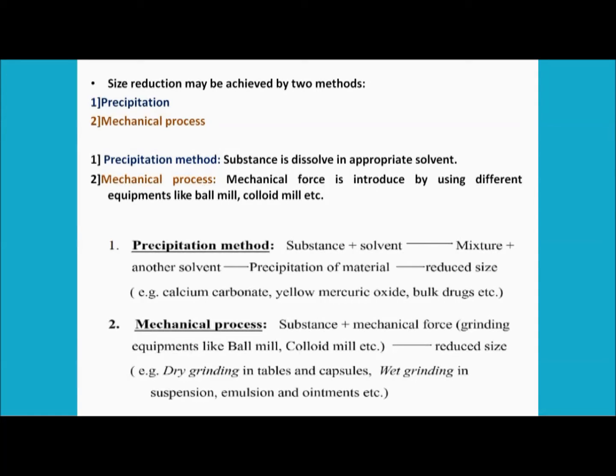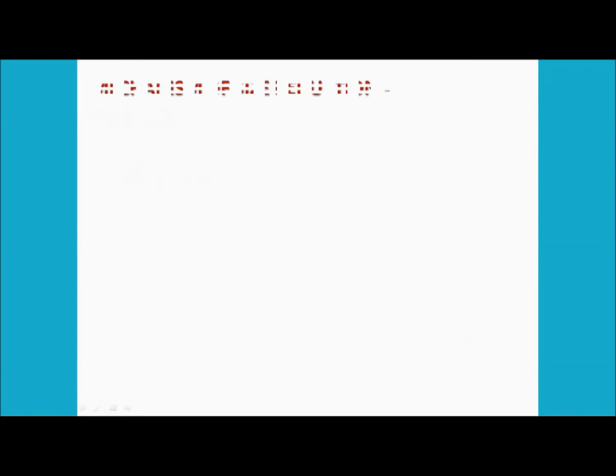So basically we have two grinding methods. One is the dry grinding method, which is applied in the formulation of tablets and capsules, whereas we also have the wet grinding method, which is used in suspensions, emulsions and ointments. Now you see the mechanism of size reduction. What are the different mechanisms which are applied in the process of size reduction?